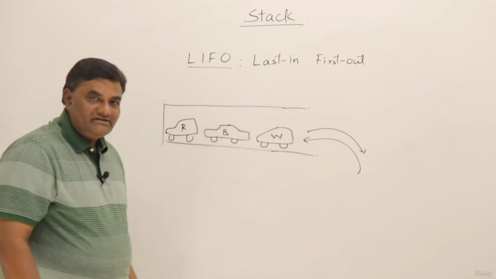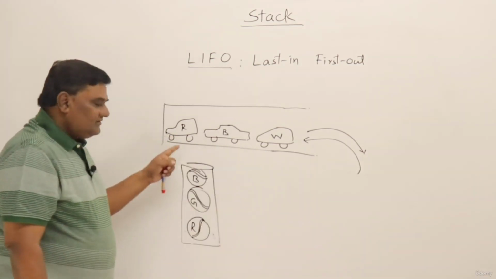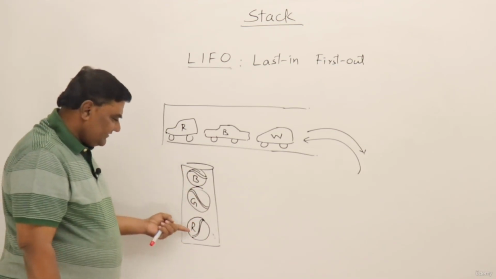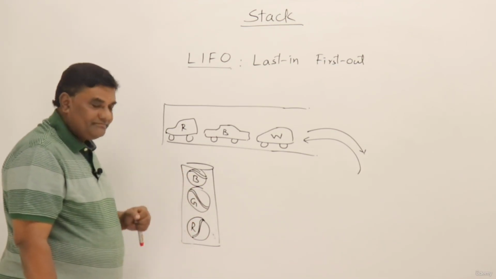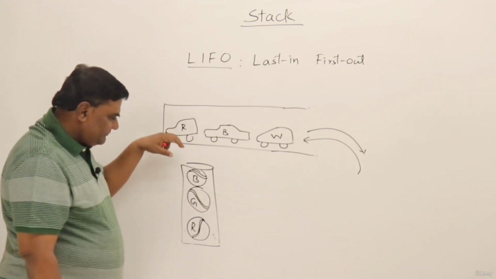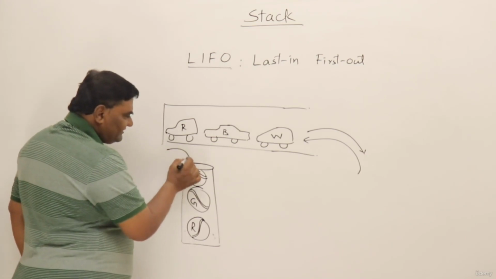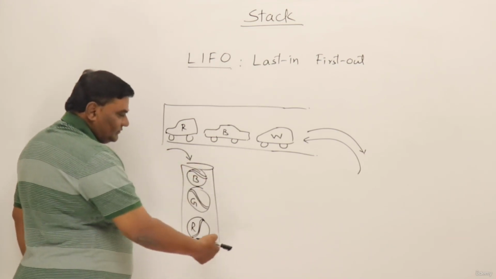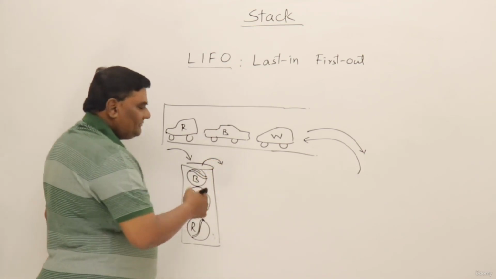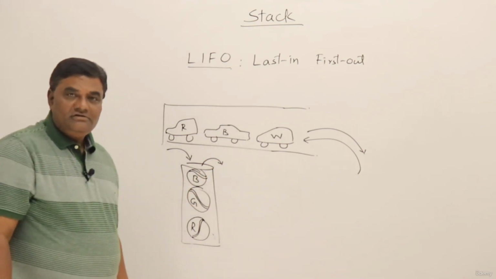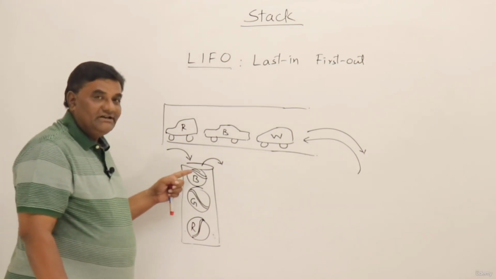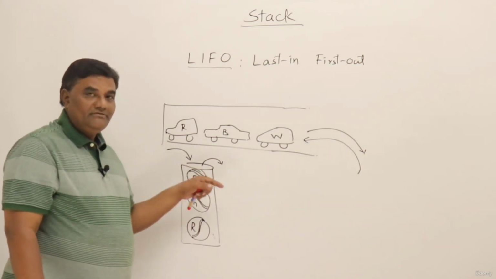Now let us take one more example. There is a can of balls. 3 balls are there: first red color, then green, and then blue. From which direction have I inserted these balls in this can? This direction. This is the opening. Bottom is closed. If I have to take out balls, from this direction only they will come out. Which was the last ball inserted? Blue ball. Then which will go out first? Blue ball will go out.